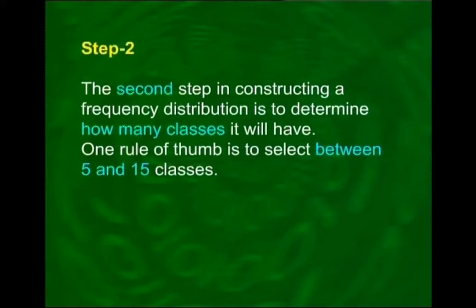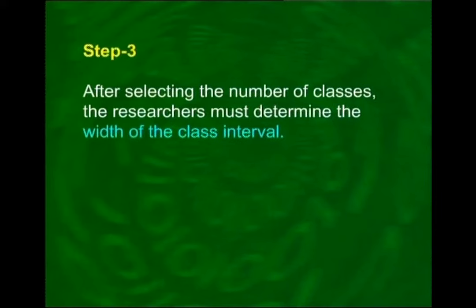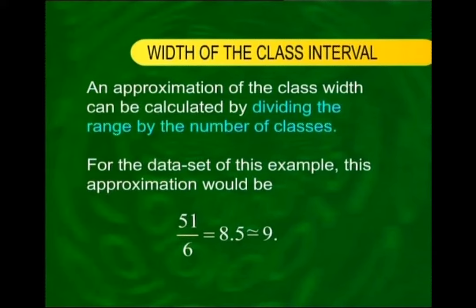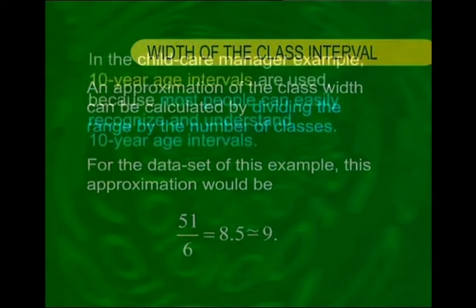In this example, suppose that we would like to have 6 classes. The next step is to determine the width of the class interval, and an approximation of the class width can be calculated by dividing the range by the number of classes. So, dividing 51 by 6, we obtain 8.5, and if we round it, it is equal to 9.